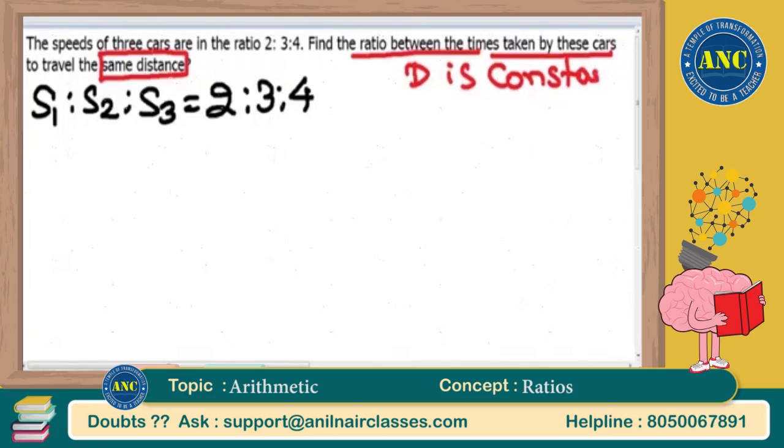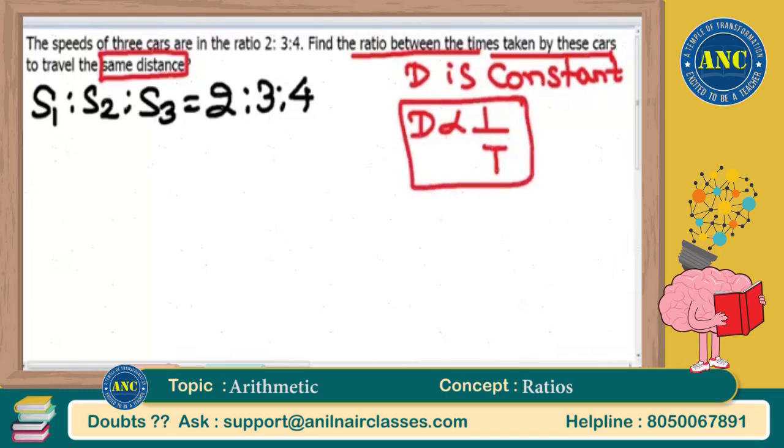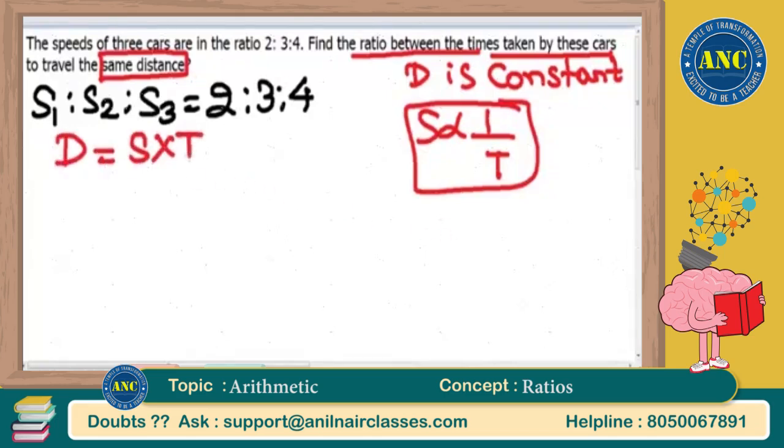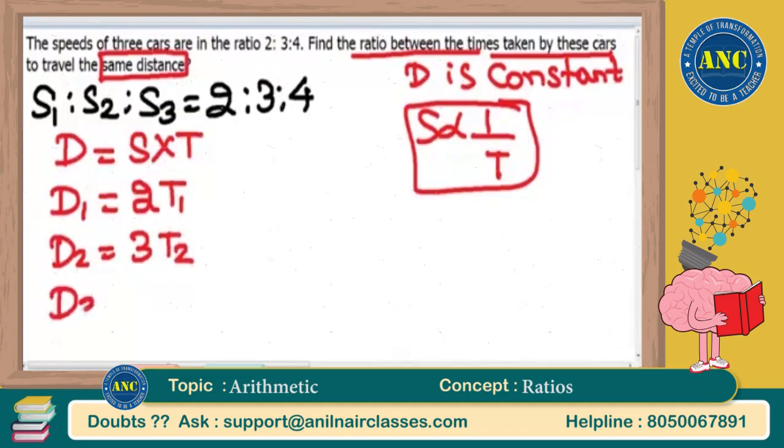Right? Distance is constant. If the distance is constant, speed is inversely proportional to time. That means distance is equal to speed into time. Distance of first car: speed of first car is 2, time taken is t1, so d1 is 2t1. Distance of second car: speed is 3, time is t2. Distance of third car is 4t3.